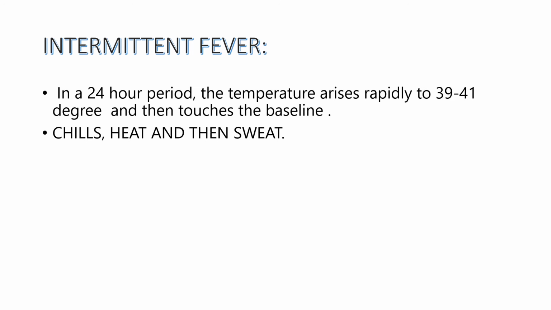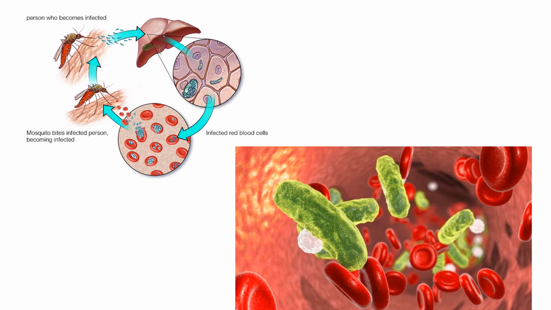Whenever the temperature starts to rise to 39 to 41 degrees Celsius, the chill stage takes place. Whenever it reaches 41 degrees Celsius, the heat stage takes place. And whenever the temperature starts to decline and touches the baseline, the sweat stage takes place. Intermittent fever is seen in malaria and in septicemia. As we all know, in malaria there are four different species which cause malaria. So all four species show different patterns of intermittent fever.